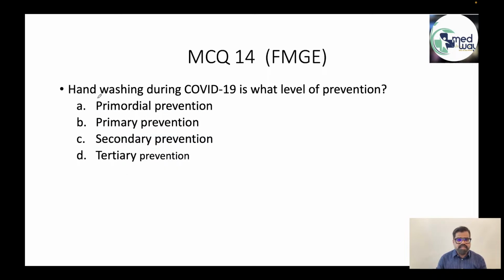Let's take another one. Hand washing during COVID-19 is what level of prevention? You're doing regular hand washing, which we used to do during COVID, and that has become a habit now also. What level of prevention are we trying to do? We don't want to get COVID-19. So it is a specific protection. I don't want to get infected. So it is also a primary prevention.